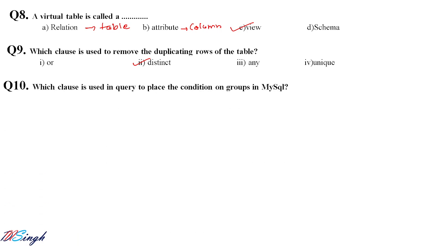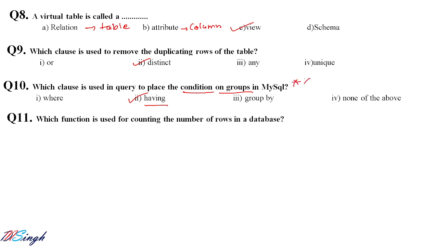Okay, which clause is used in a query to place the condition on a group? Remember, where clause cannot apply condition on a group. So for that, we have a special clause that is called having clause, which is used to apply the condition over the groups. With group by clause, first we group based on some column which has some common values, and then over those groups having clause is used to apply the condition. Where clause is not used to apply the condition over groups. Very important. Keep that in mind.